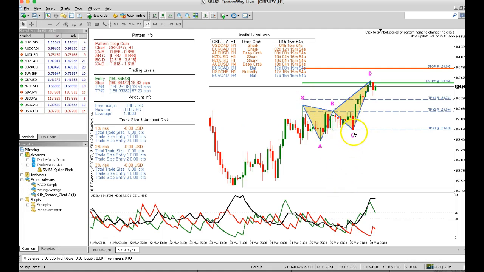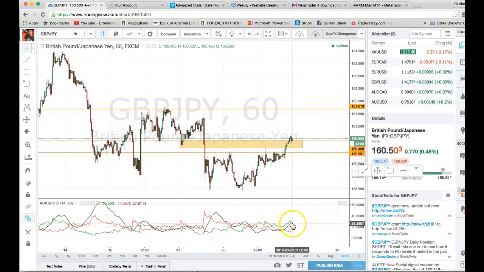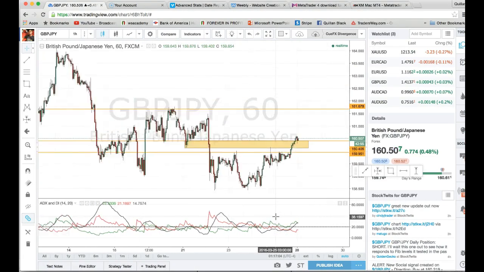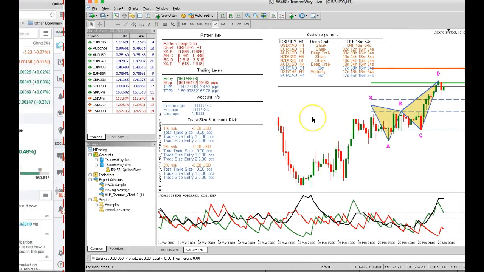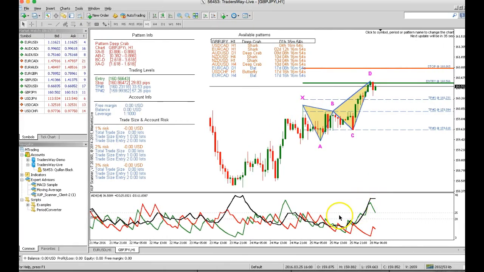Like earlier, the scanner did pick up a GBP JPY pattern, which was a deep crab also, but it was an invalid pattern, mainly because the market was overall still very bullish. As you can see, ADX was still showing a lot of bullish movements within the market. So I wouldn't be surprised if this is also an invalid pattern, as it caused a lot of drawdown and retrace just a little more over this entry point right here, because the market is still showing a lot of bullish movement.